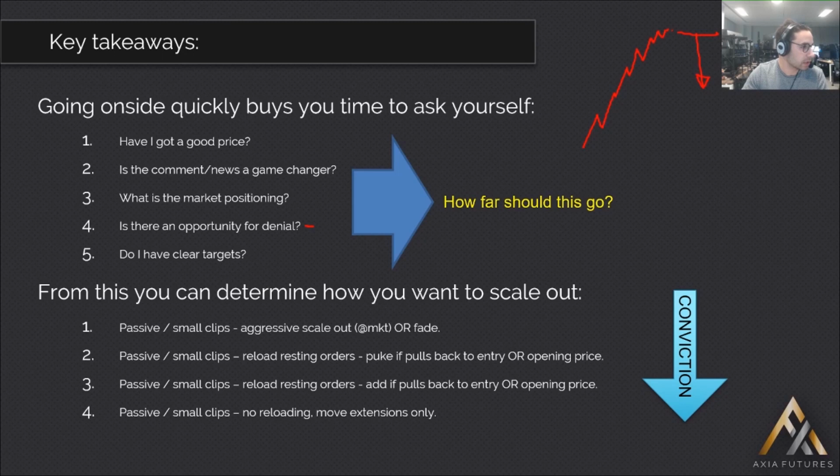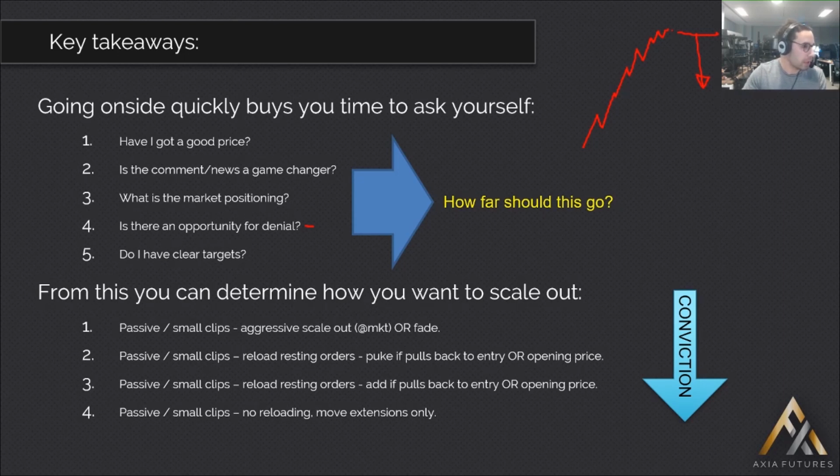Now, if you're ticking all of these boxes, so you've got a good price, the comment is a significant change or something that wasn't expected, the market's positioned against you, there's no opportunity for a denial, and you've got clear targets, that's more akin to the first example that I showed you, where you should be holding on for the extended move. You shouldn't be panicking and scaling out of your market as it drifts up towards your opening price, and not leaving something on to at least see if this finds a new low or extends the range of the move.